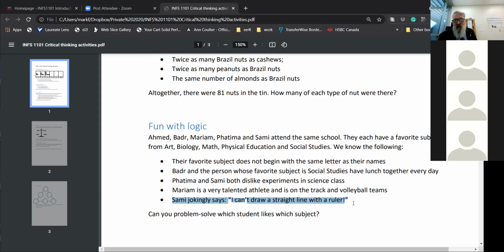Now, math is like science, or science has lots of math in it. And when you do experiments, I think you have to do some math. So I'm going to say that Fatma is not going to go with the math. So I'm going to give the math to Badr, and I'm going to give what's left over, which is art, to Fatma. Now, that's the way I did it.